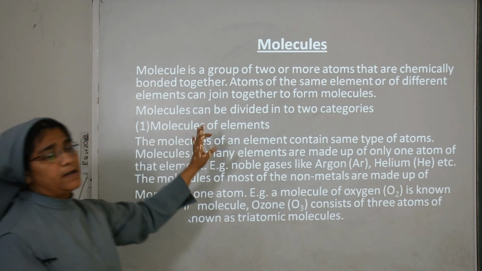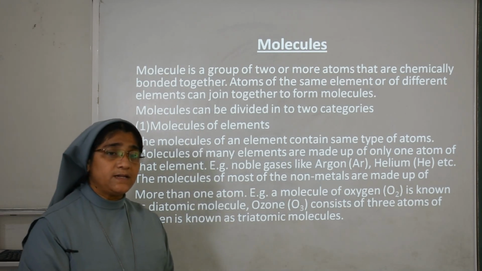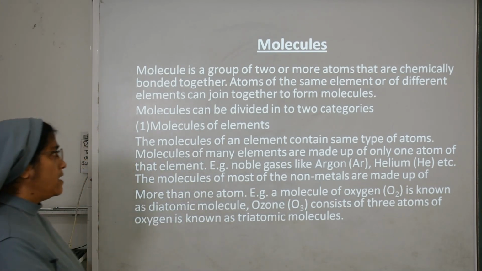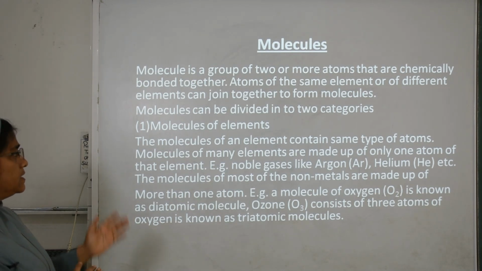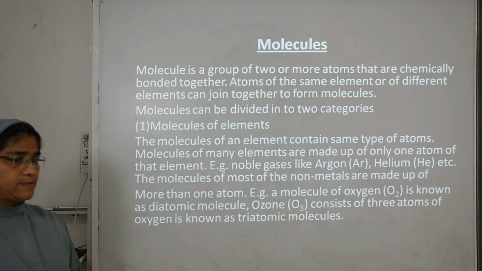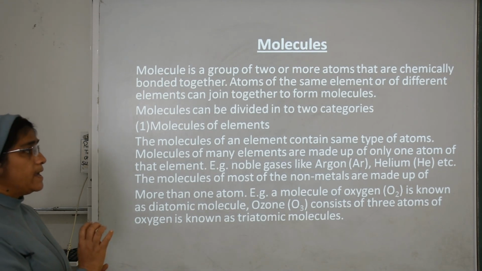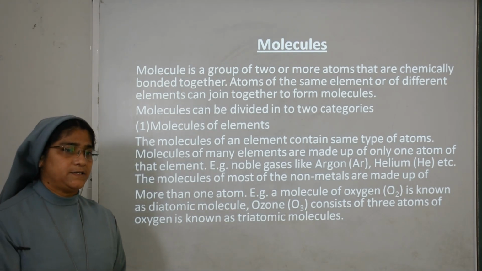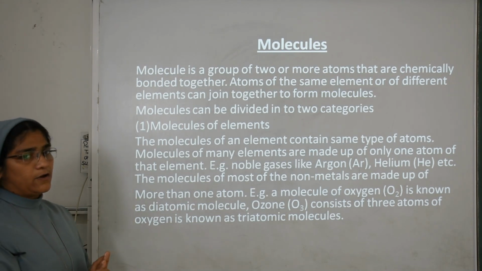Molecules can be divided into two categories: first, molecules of elements, and next, molecules of compounds. First, molecules of an element. What is a molecule of an element? The molecules of an element contain the same type of atoms. Molecules of many elements are made up of only one kind of atom.